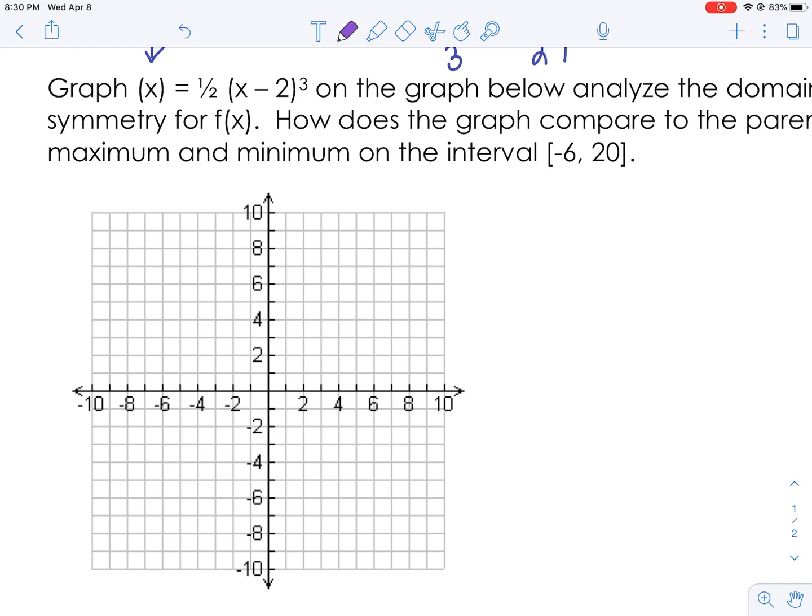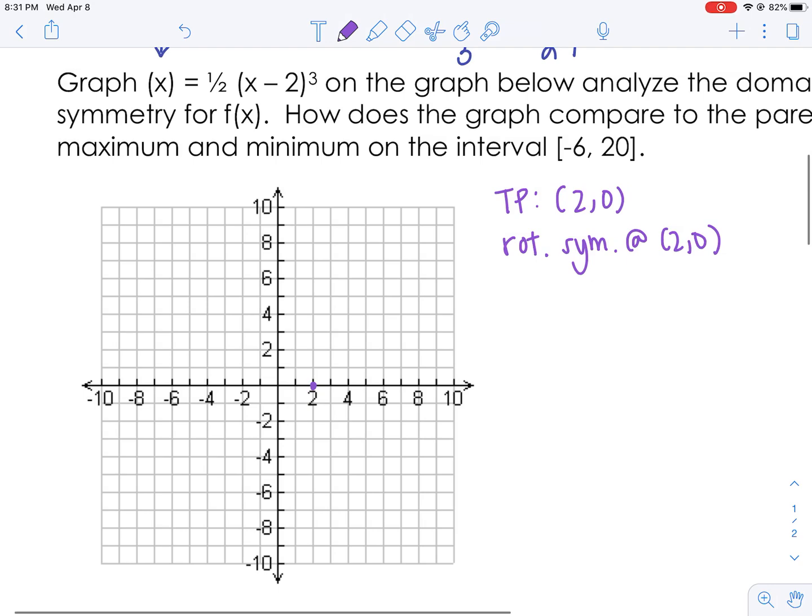So my turning point, I'm going to call it TP. Hopefully you have toilet paper and you are not short on that. For now, just think TP, turning point. Our turning point is at (2, 0) because it slides right 2. Which means that it has rotational symmetry about (2, 0).